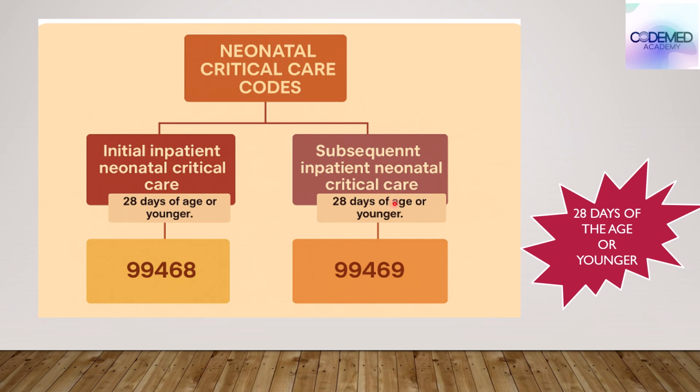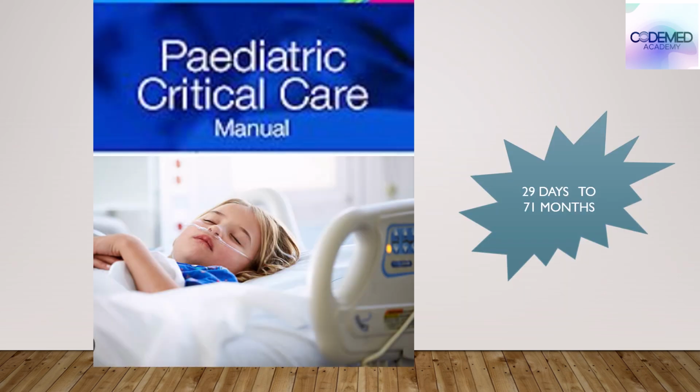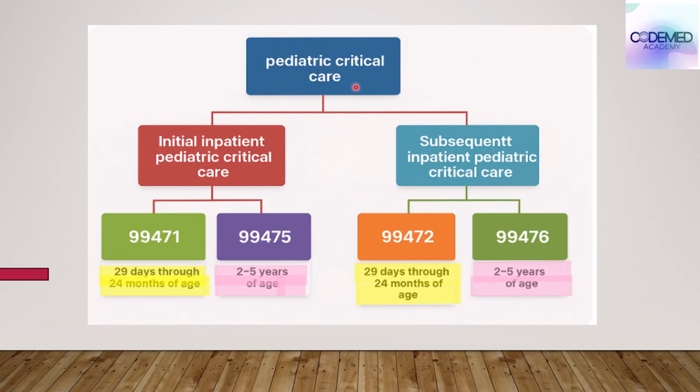But the age is an important criterion. This is 28 days or younger. That means NICU. We are talking about NICU. The second is pediatric critical care. So let us see what the codes are. Here also we have two categories: initial inpatient pediatric critical care and subsequent inpatient pediatric critical care.